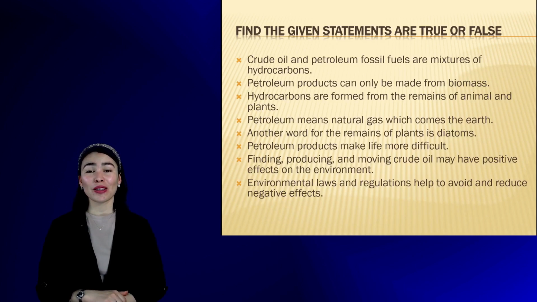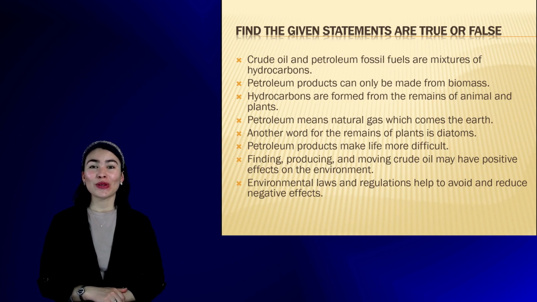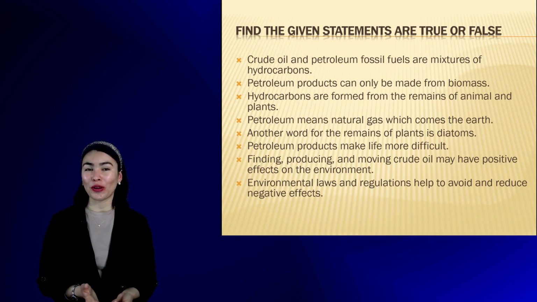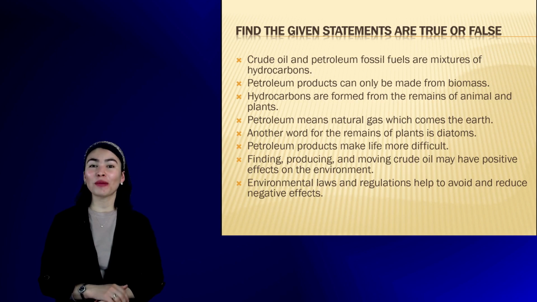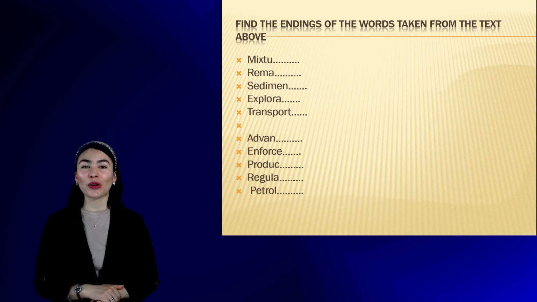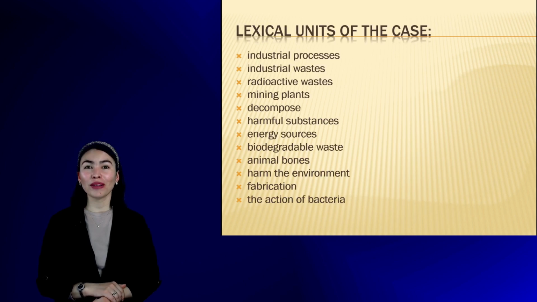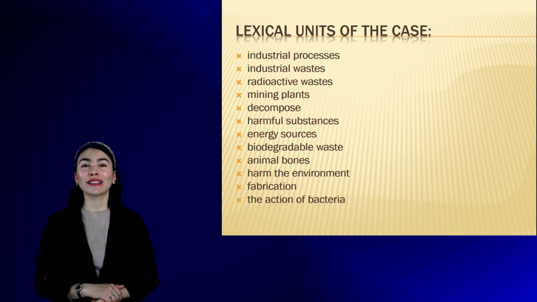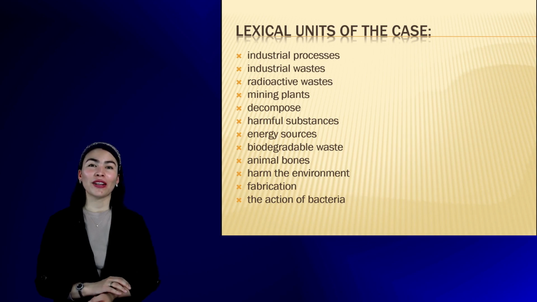Find whether the given statements are true or false. I gave you all the information, so you have to find out whether the statements are false or true. The next task is about finding the endings of words taken from the text above. There are given words with no ending, so you have to find the other parts of the words. For example, the first one is mixture. So you have to add RE here.